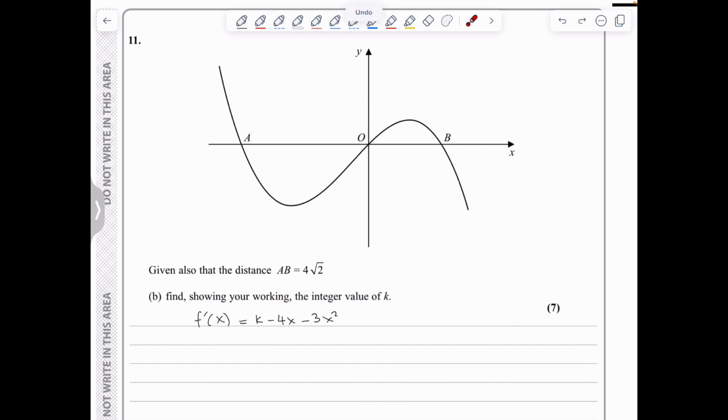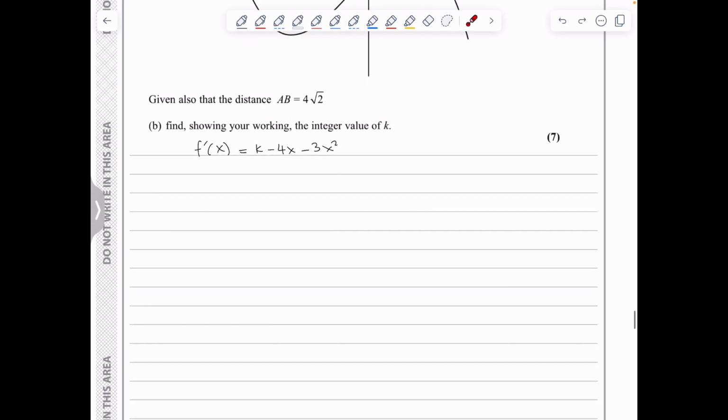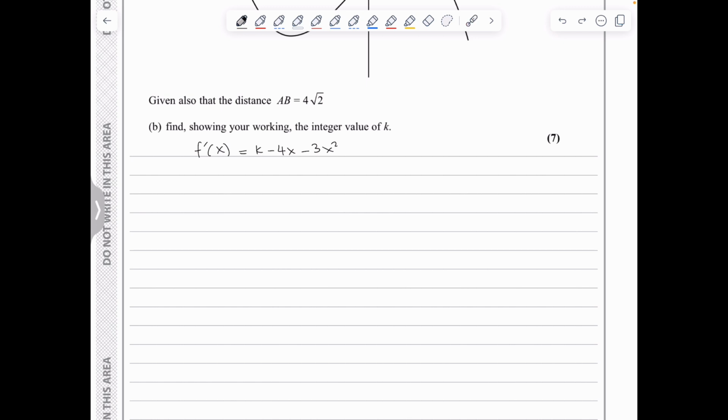We're starting from f dash of x being k minus 4x minus 3x squared. We can proceed with integration to find f of x. So we integrate k minus 4x minus 3x squared dx, leading to kx minus 4x squared over 2 minus 3x cubed over 3 plus c. And we have f of x is kx minus 2x squared minus x cubed plus c.